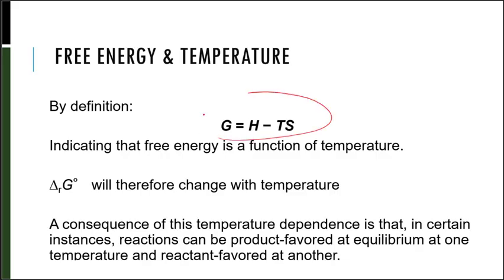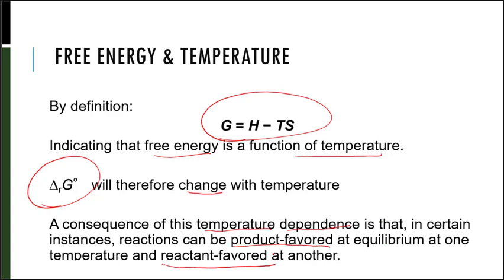Looking at our equation here, G is equal to H minus TS. That's the definition of Gibbs's free energy. That indicates that free energy is a function of temperature, so delta G will therefore change with temperature. A consequence of this temperature dependence is that in certain instances, reactions can be product favored at equilibrium at one temperature and reactant favored at another.